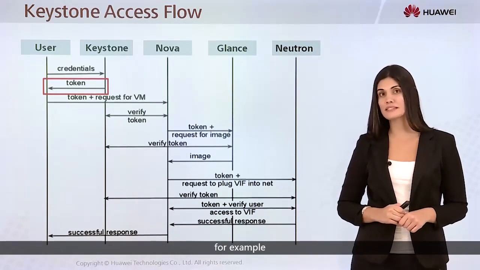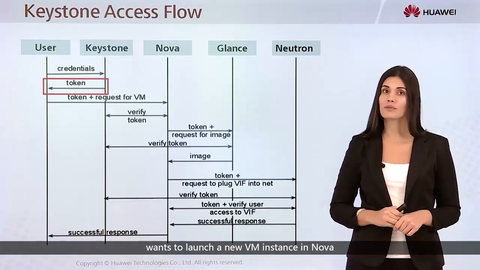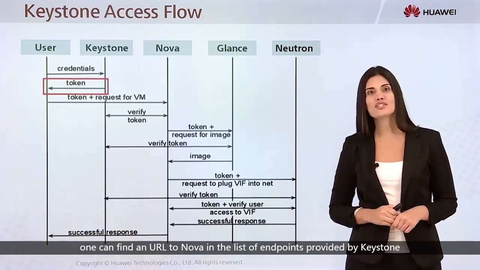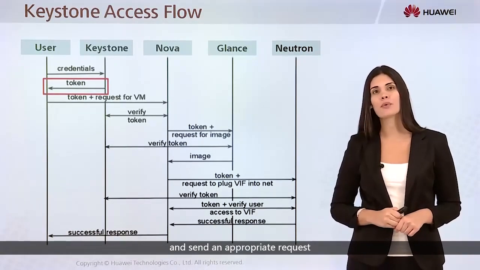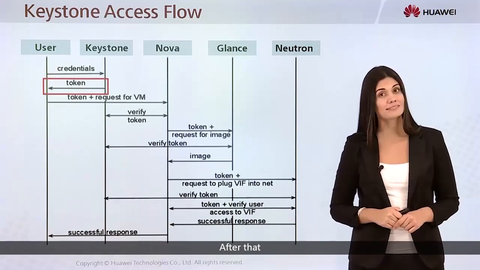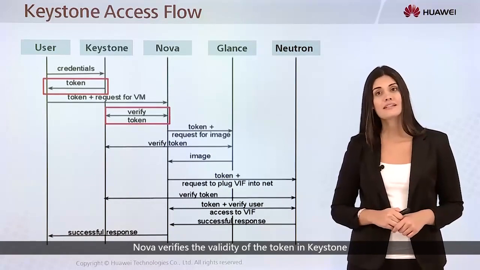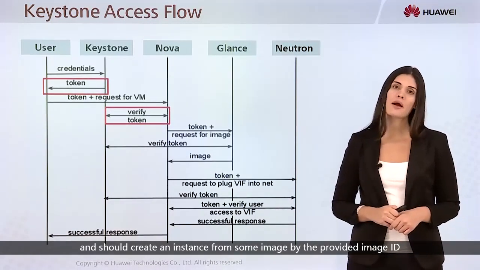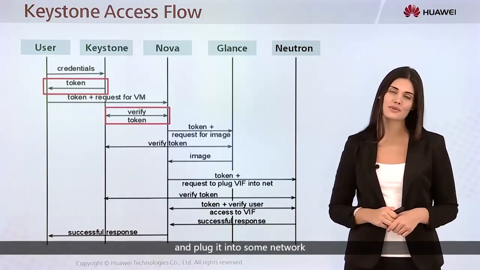If the user, for example, wants to launch a new VM instance in Nova, they can find the URL of Nova in the list of endpoints provided by Keystone and send an appropriate request. After that, Nova verifies the validity of the token with Keystone and should create an instance from some image, by the provided image ID, and plug it into some network.